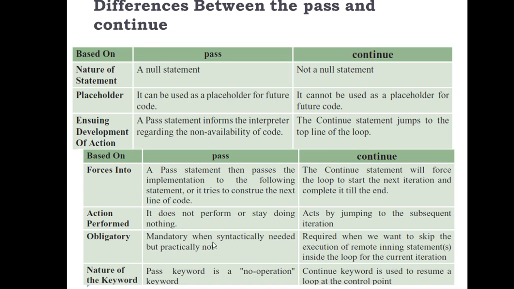Now pass is mandatory when syntactically needed, but practically not. Syntactically yes: I want a class but I don't have anything under that, so it's mandatory that I put pass. I cannot just write the class name and leave it empty, it will give an error. That is why syntax-wise I need pass. Now continue is needed when we want to skip the execution of the current iteration. The pass keyword is a no-operation keyword, but continue is used to resume the loop at the control point. So these are the differences between pass and continue.